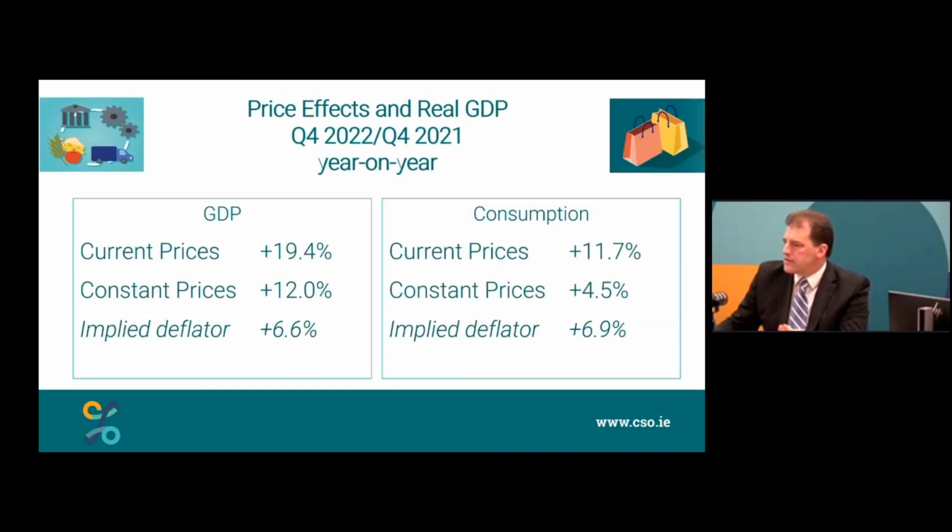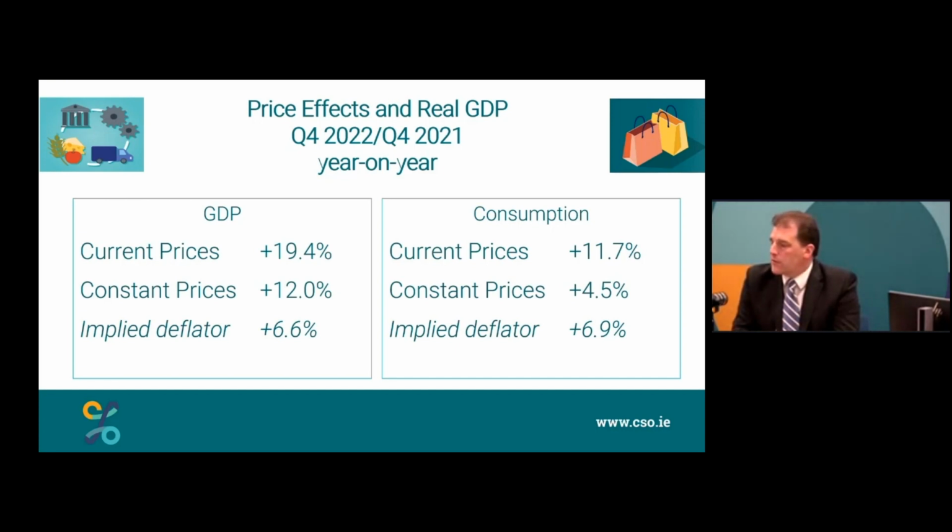I mentioned the deflator on PCE, and it's worth showing you some numbers on that just to bring that point home. On consumption, on the right-hand side there, this quarter compared to the same quarter last year, looking at annual rates of change, we spent 11.7% more on goods and services. But because prices, the deflator here, have gone up 6.9%, we're getting a volume increase year on year of 4.5%.